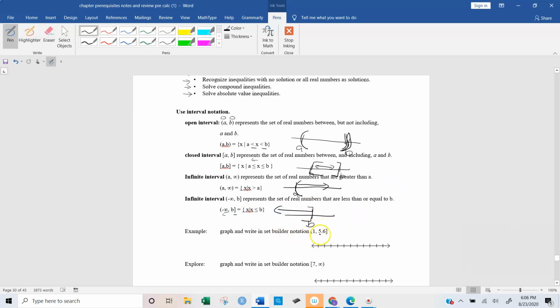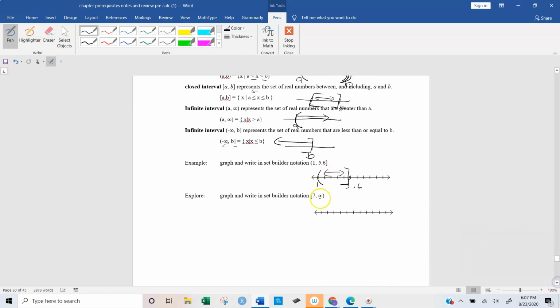Here we go. So we have 1 and 5.6. Let's put 1 here, 2, 3, 4, 5, like roughly here, 5.6. So 1 is my parenthesis facing this way, so it's greater than 1, not included, up to 5.6, inclusive, so that's a bracket. That's all you do. Okay, try yours. All you need to do is put a 7 on your number line. A bracket means inclusive. And then it goes this way forever.